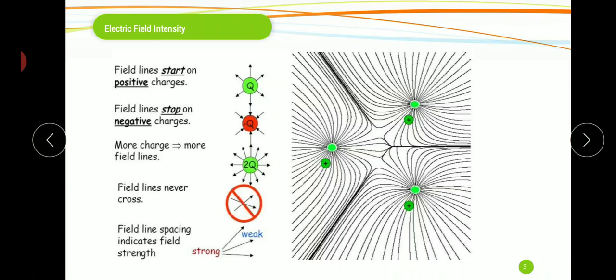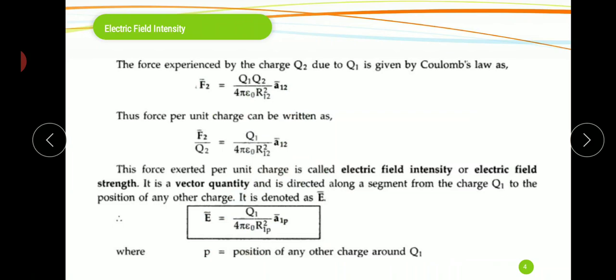So these are some main basics about electric lines. Electric lines start at a positive charge and stop at a negative charge. More charge, more field lines. These lines never cross each other, and depending upon the spacing we can decide whether the field is strong or weak. So this is about electric lines. And the next concept, electric field intensity.